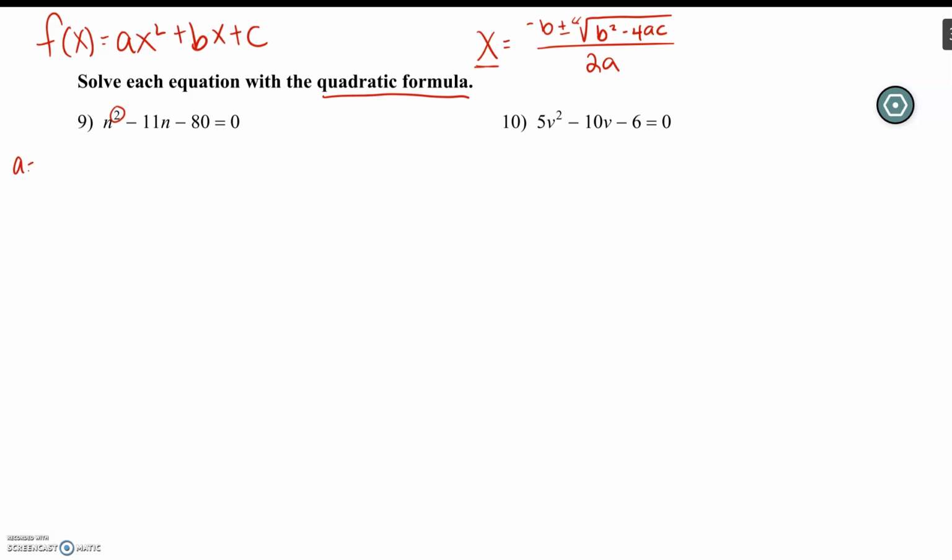So here, we have a is 1, b is negative 11, and c is negative 80. Coefficient.